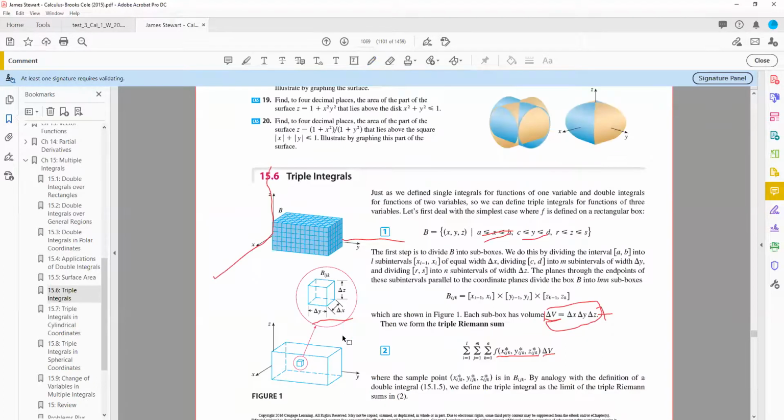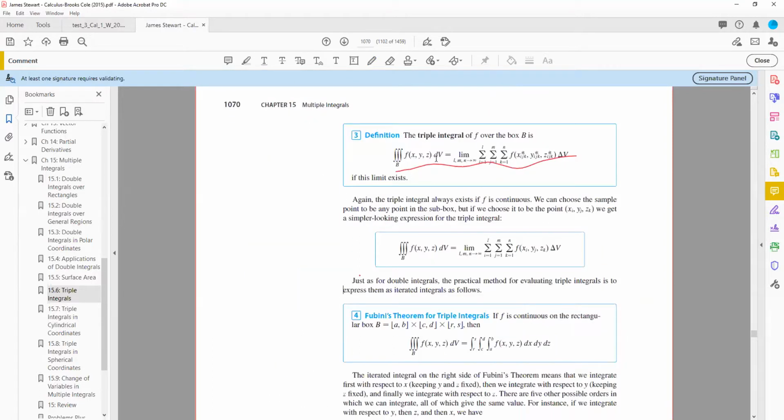Okay, if we subdivide the intervals [a, b], [c, d], and [r, s] into M, N, and L subintervals respectively, and then just send all of those to infinity, then I'm going to get the definition for the triple integral.